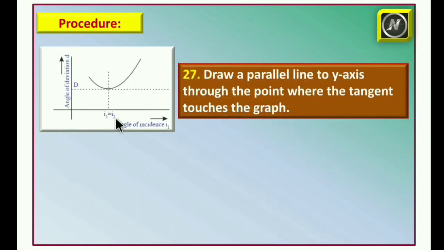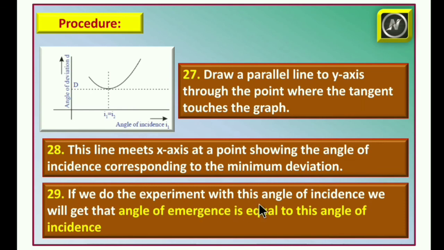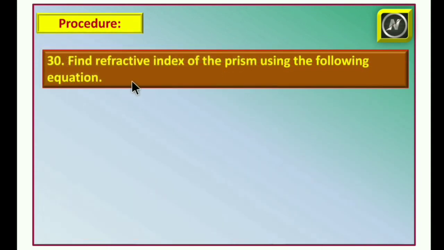Draw a line parallel to the y-axis through the point where the tangent touches the graph. This line meets the x-axis at a point showing the angle of incidence corresponding to the minimum deviation. If you do the activity with this angle of incidence, you will get that the angle of emergence is equal to the angle of incidence.